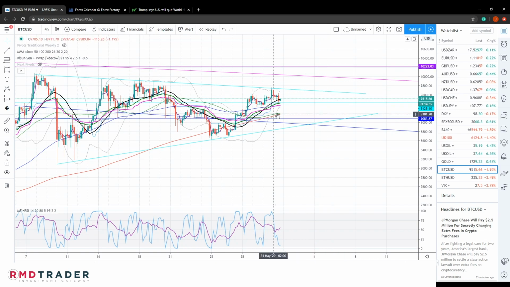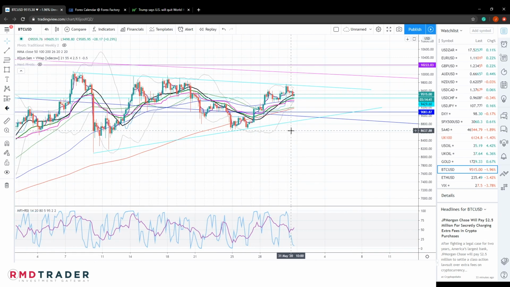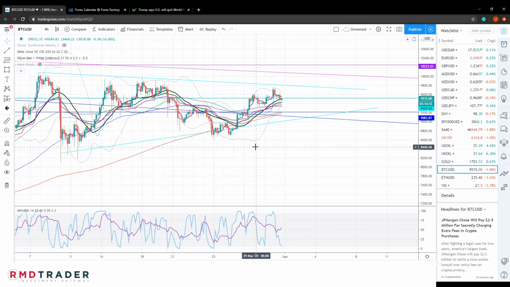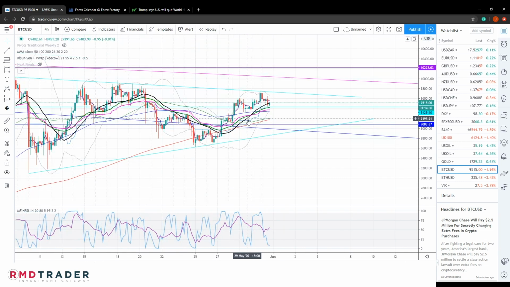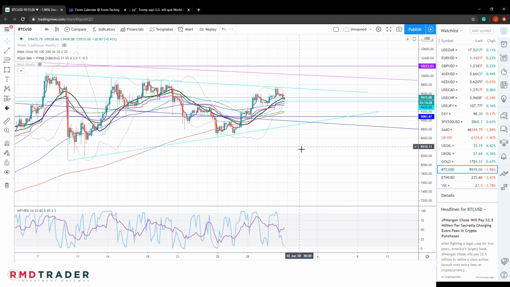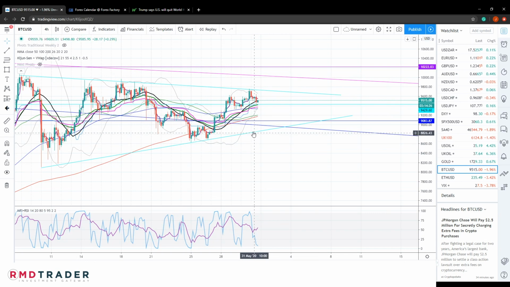In the likely event of Bitcoin breaking below this 200 SMA, we will first see the bottom of this diagonal line being retested, and if that doesn't hold, we will likely see the previous lows of 8,600 and even 8,300 being retested quite quickly. Although my stance on Bitcoin remains bullish at this stage.